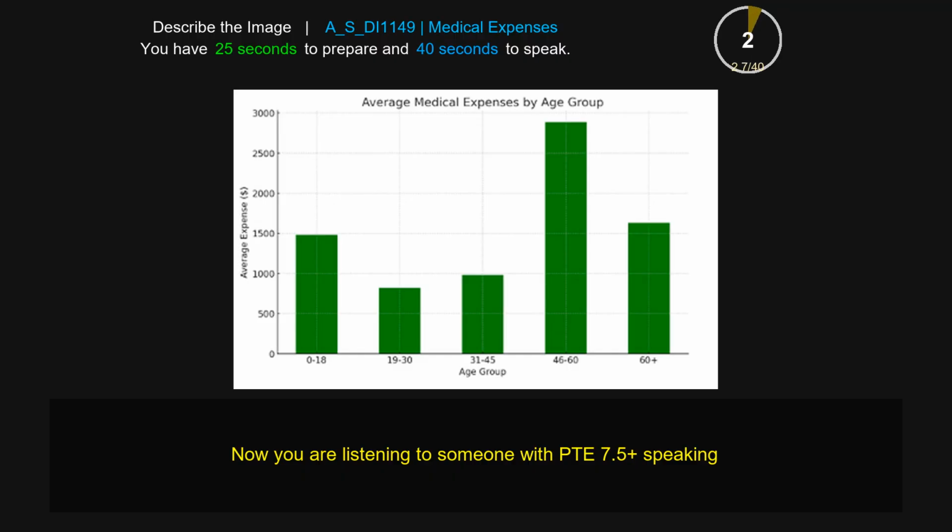The graph compares five different age groups in terms of average medical expenses by age group. The vertical axis indicates average expenses ranging from 0 to 3000, and age groups are shown in X direction. As is shown, the number for 19 to 30 group is around 700, while for 60 plus is around 1500. Overall, it is clear that the highest number belongs to 46 to 60 with around 3000.